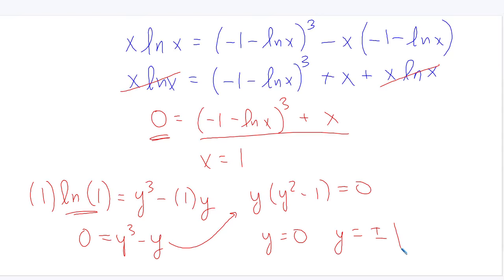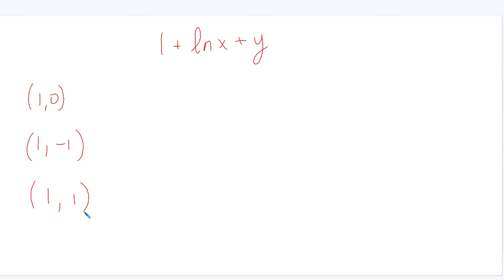So we have 3 different possibilities. And what we need to do next is confirm which one actually makes the numerator of our derivative equal to 0. The numerator of our derivative was 1 plus ln x plus y. If the 3 y values we had were y equals 0, y equals 1, and y equals negative 1, then the 3 points we're going to test this at are (1, 0), (1, negative 1), and (1, 1), right? Because we got 3 different y values: 1, negative 1, and 0.